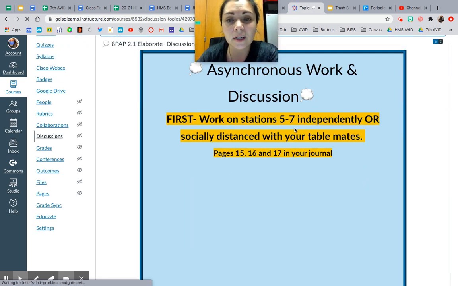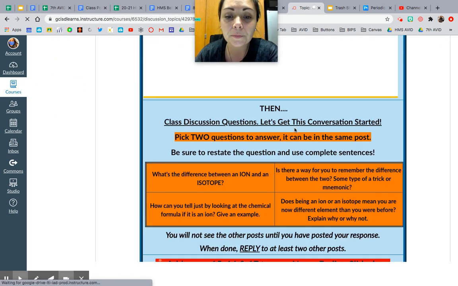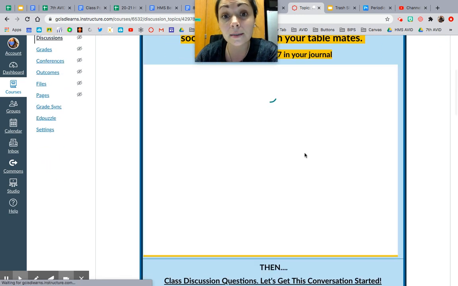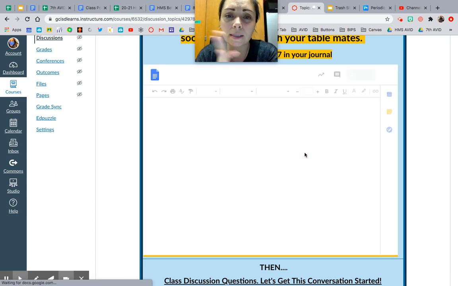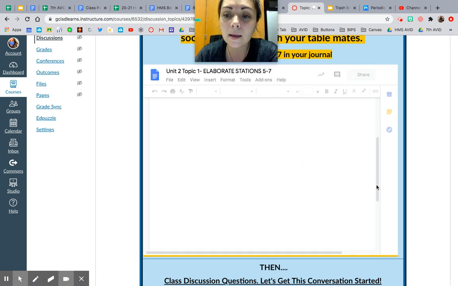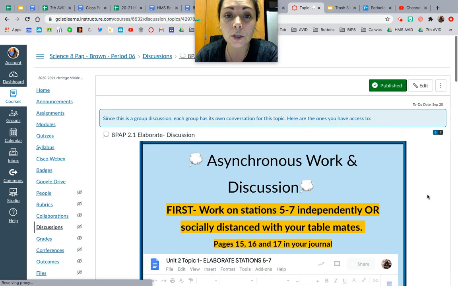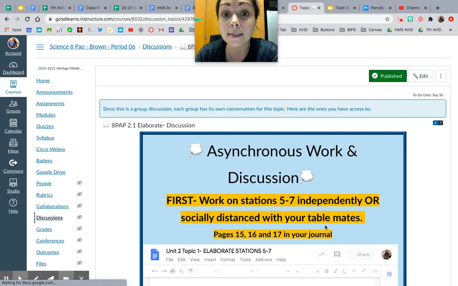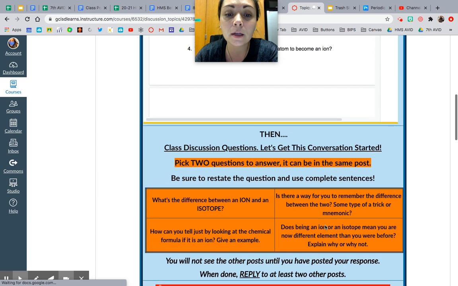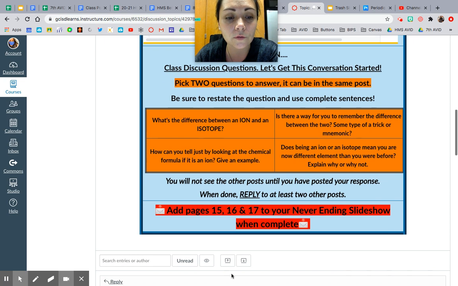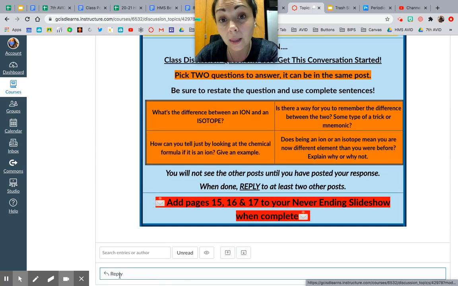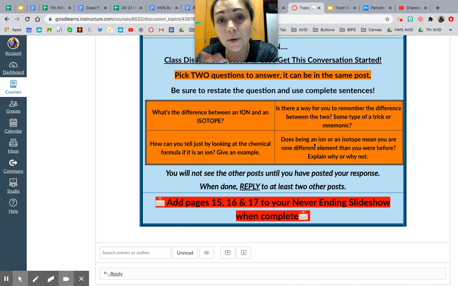Stations 5, 6, 7. I was on the right page, y'all, I got confused. And then you're going to work on these stations in your journal. Take pictures, add it to your never-ending slideshow. I'll go over this at a later date. And then the last thing that I want y'all to do is this quick discussion post. Here you're going to pick 2 of these 4 questions and answer them below in the discussion post. Just hit reply and then restate the question. You can answer them both in the same post.